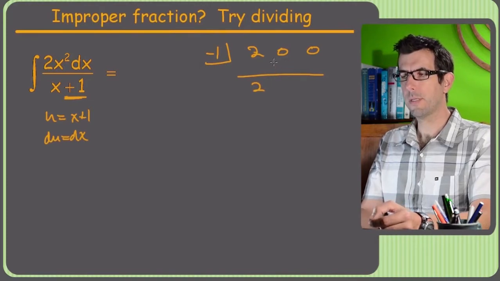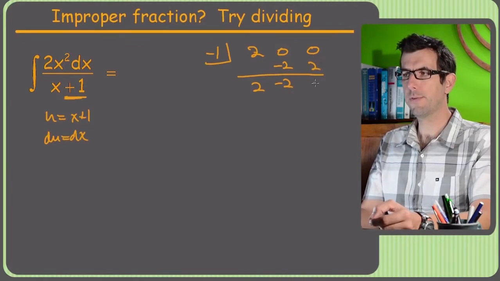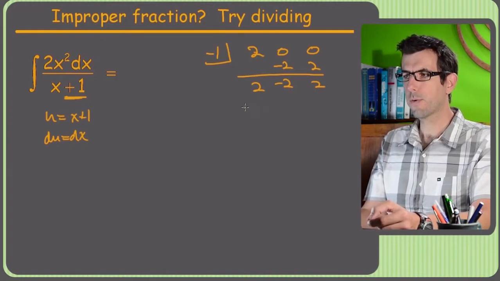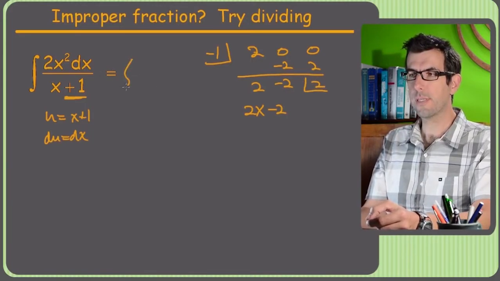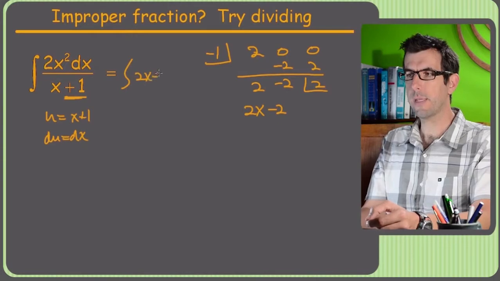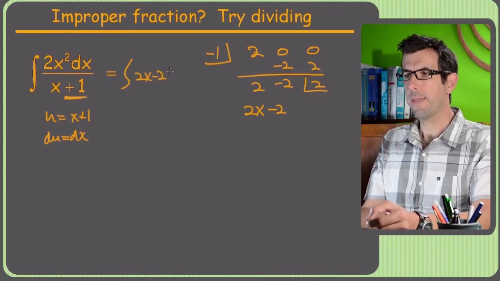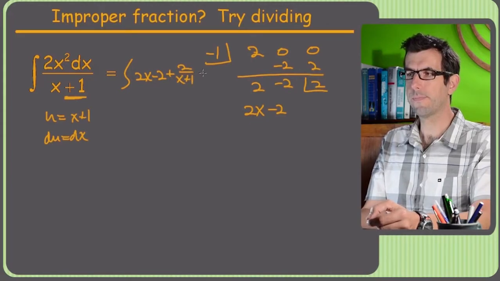All right, so you drop down that first number. Negative 1 times 2 is negative 2. Adds up to negative 2. Negative 1 times negative 2 is positive 2. Add those up to 2. All right, so what we're left with corresponds to 2x minus 2, and then this is our remainder, that 2. So it turns out that this integral is really the same thing as integrating 2x minus 2, and then a remainder of 2 over the original denominator.